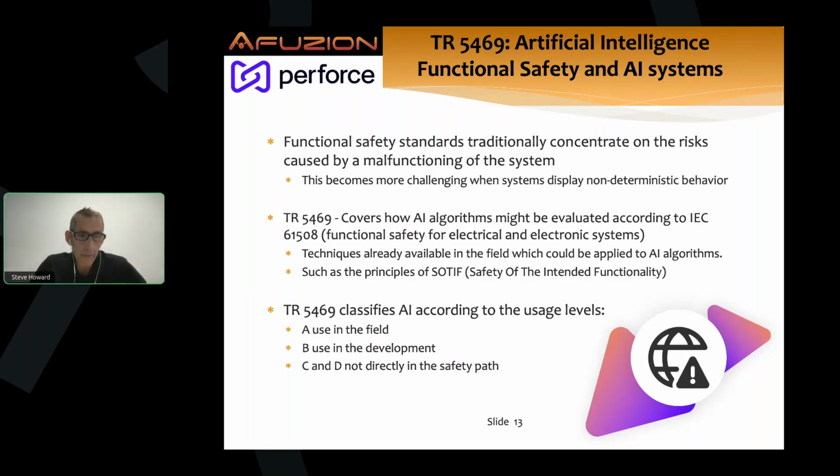In the initial TR 5469 release, the idea is that we're classifying AI according to its usage levels, whether it's used in the field, actually in the device, used in the development of the system, and also there's levels for C and D. C and D is then where it's not used directly in the safety path of any kind. So there are these different levels of classification, and obviously where it's actually used in the field would be considered the highest risk, and that's the one where most of the mitigation would be required as mandatory. So this is what it's doing to try and address this, and these standards are starting to evolve. This is just one example of functional safety that's starting to creep into AI usage in these systems.